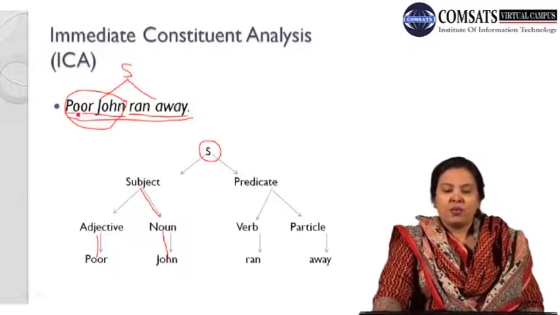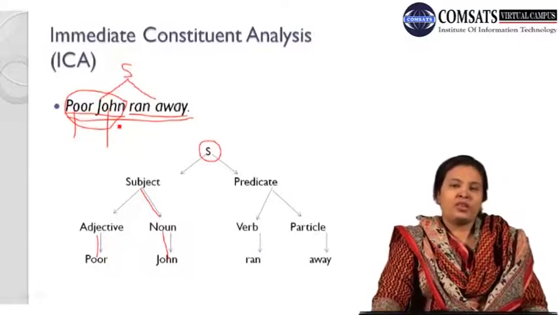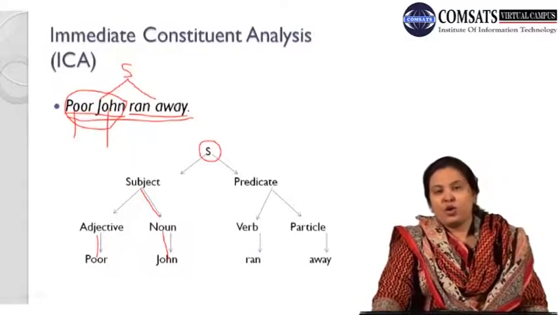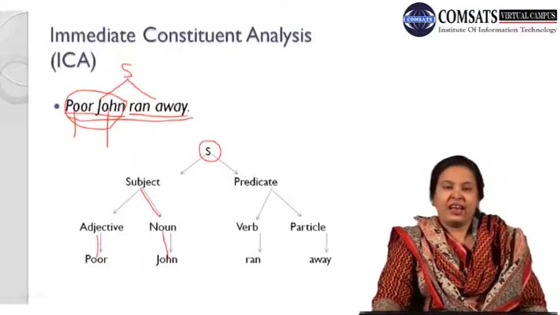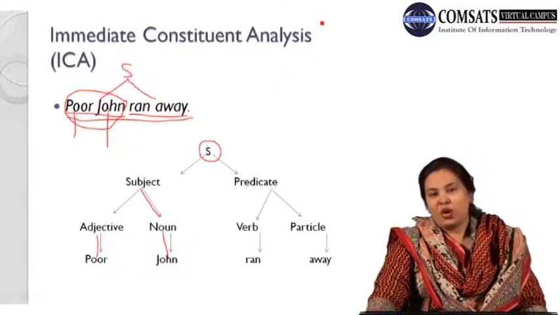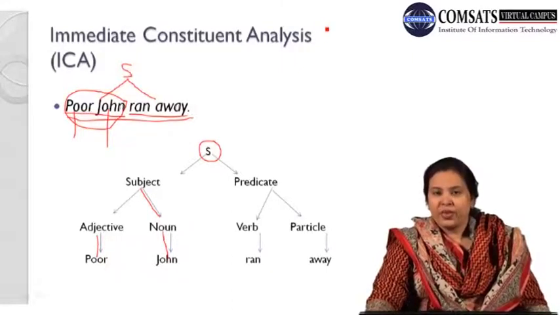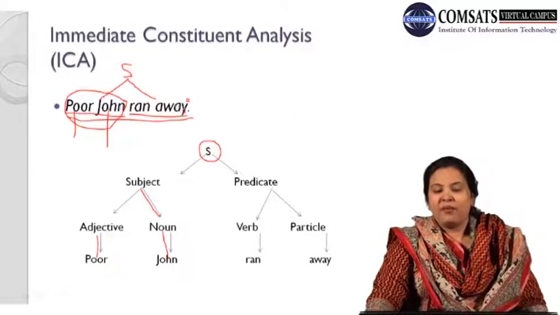So subject, poor John, identified poor as the adjective and John as the noun. So this is a noun phrase composed of an adjective plus a noun. Now look at the predicate part, ran away. Once again comprised of two elements, ran away. What is the word ran? Yes, it is a verb. And what about away?